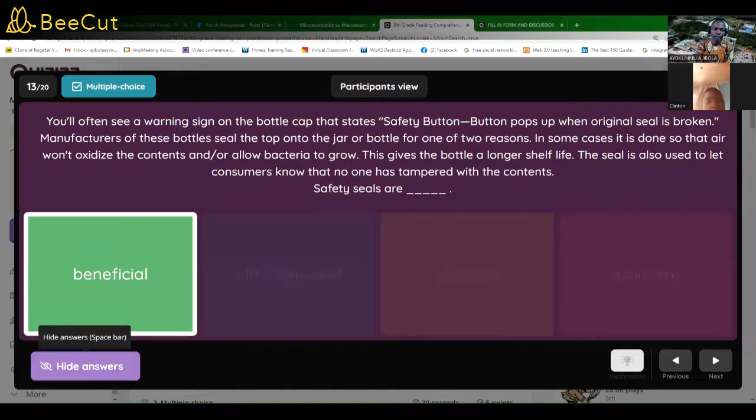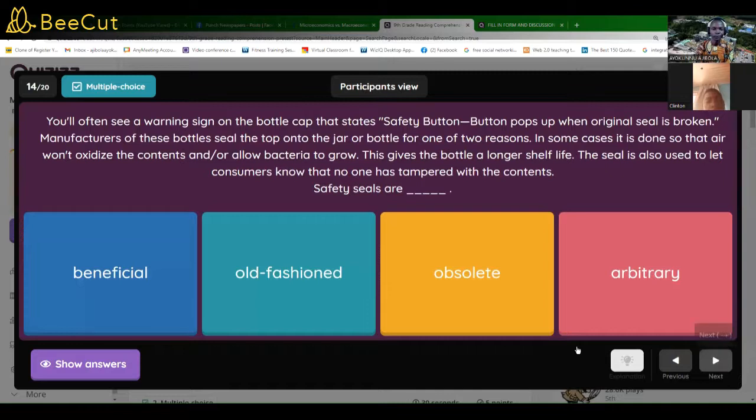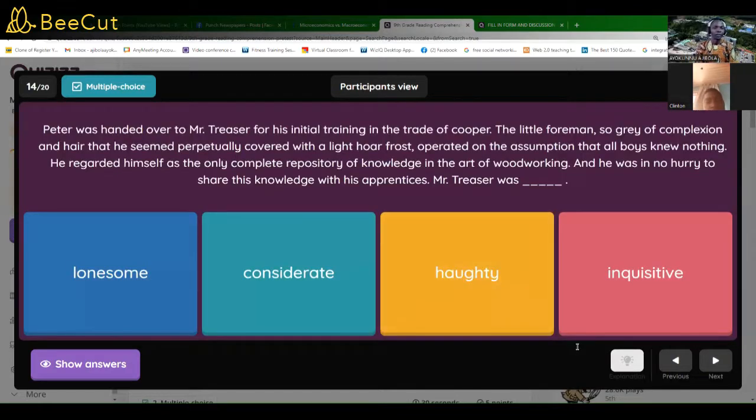Beneficial. Okay, that's correct. Yes, read this.